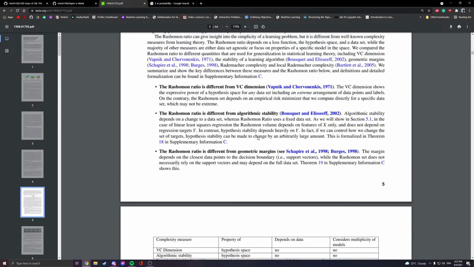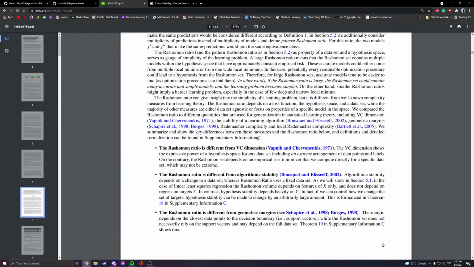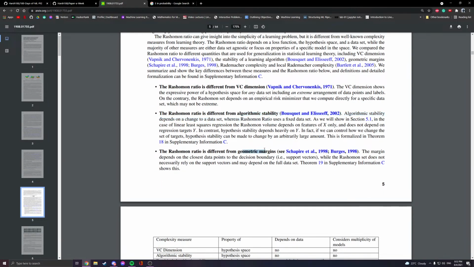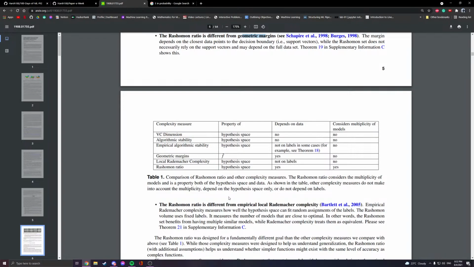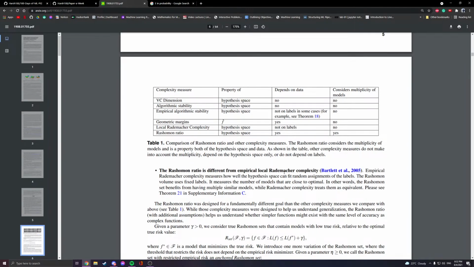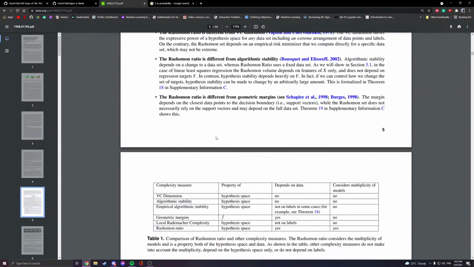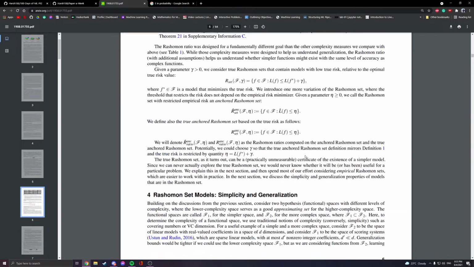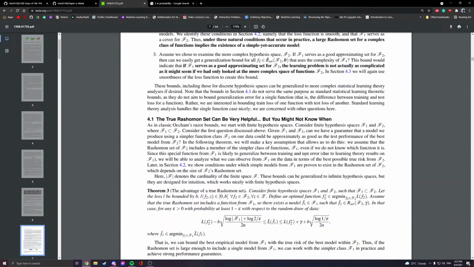So what they do is compare it with different generalization metrics. For example, VC dimension, algorithmic stability, geometric margins. I have no idea how any of these complexity measures work. However, they just describe what the differences are, and I'm not too sure what difference it makes, like if it's dependent on data or if it considers multiplicity of models. But I guess I'll just continue with this for now and see where it takes me.